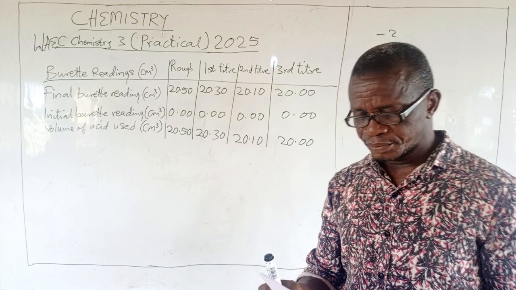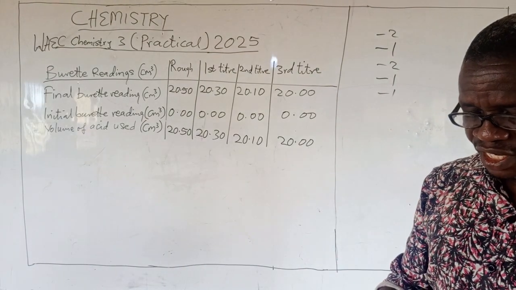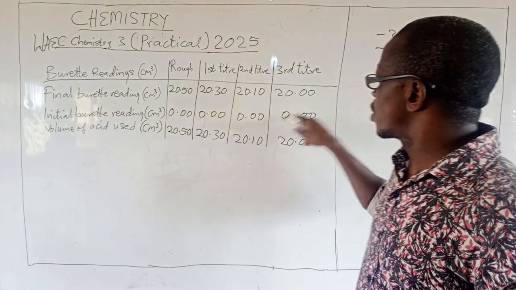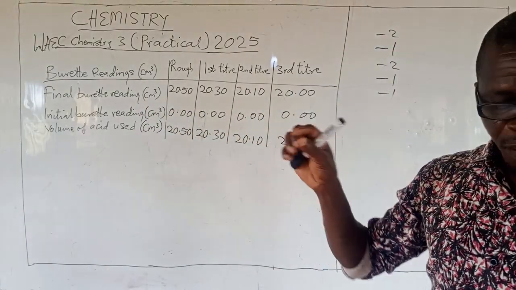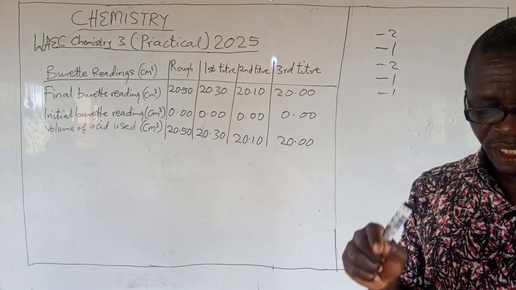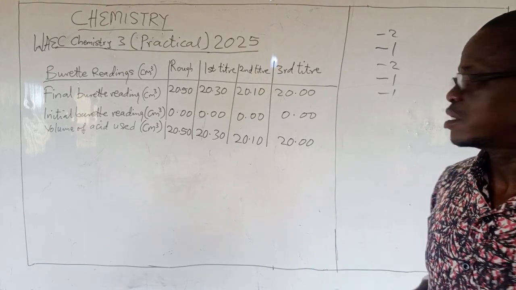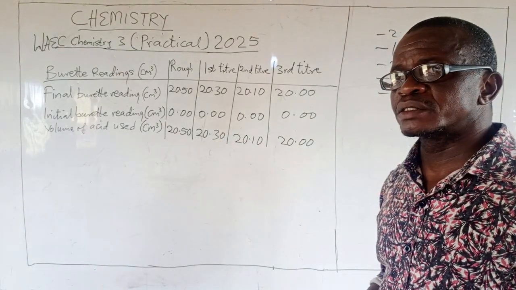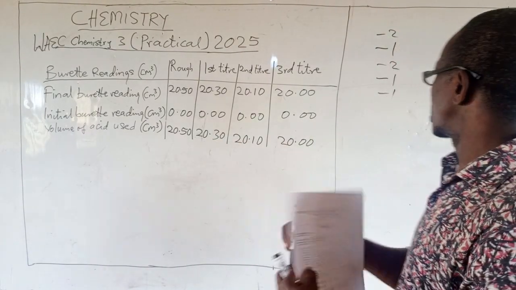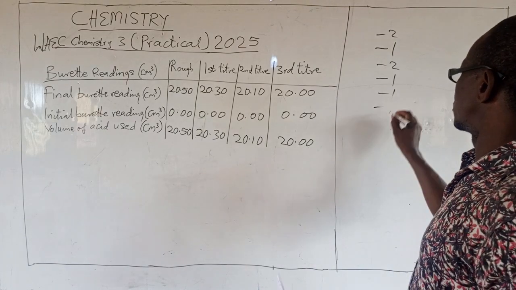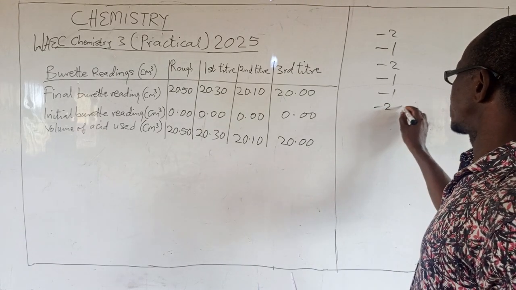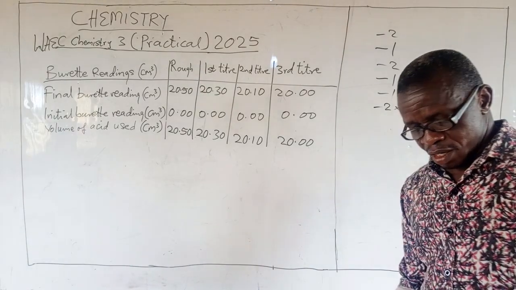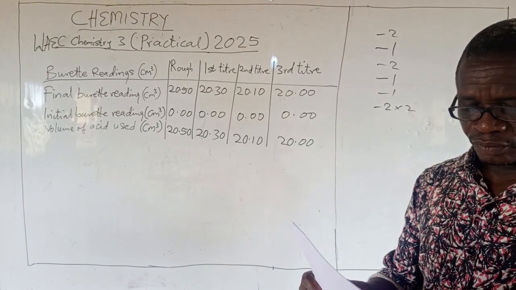Initial and final burette readings not recorded. You have not recorded initial, you have not recorded final. So what will happen is that you will lose 2 marks each. Here you lose 2 marks, here you lose 2 marks. That's 4 marks in total, minus 2 times 2. Okay, that is what will happen there.